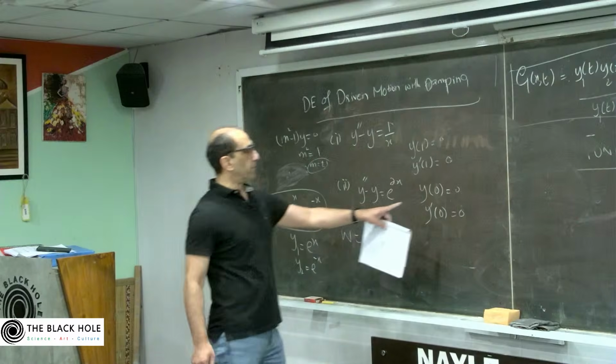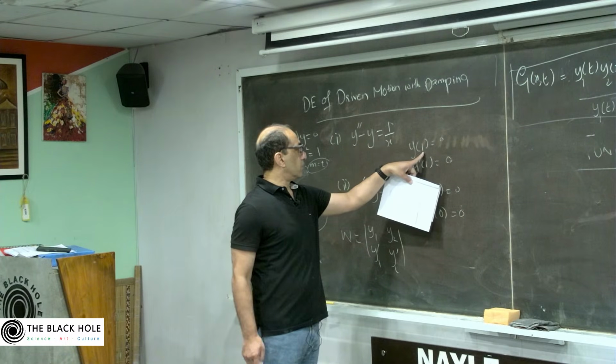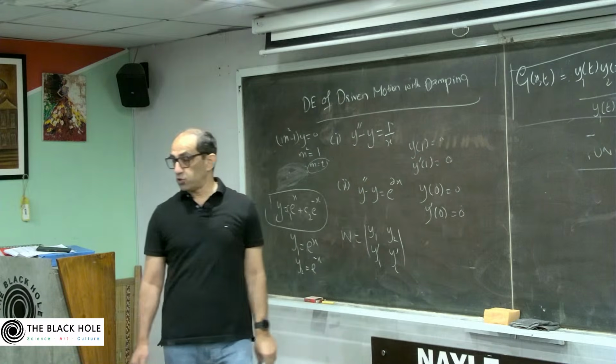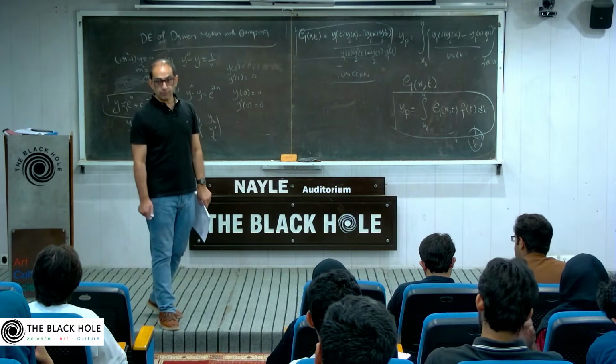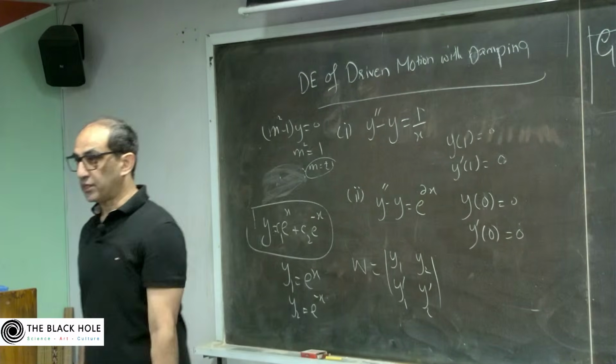Where does your x naught begin from? In this case you're at y is equal to 0 at x is equal to 1. So your x naught is 1. So it will go from 1 to x. And in the other case it is 0, so 0 to x.